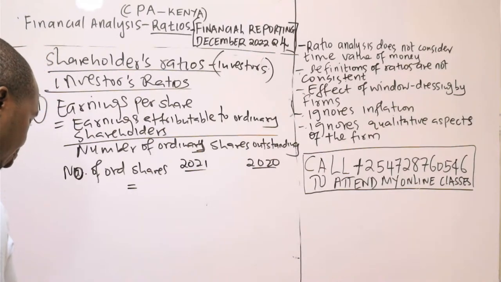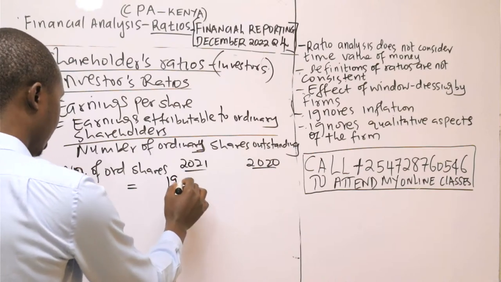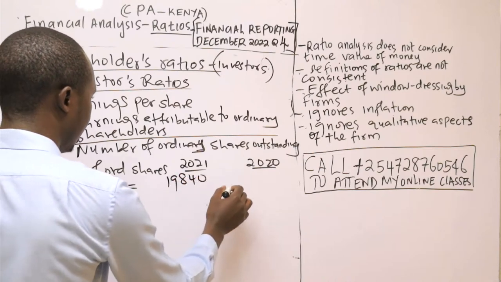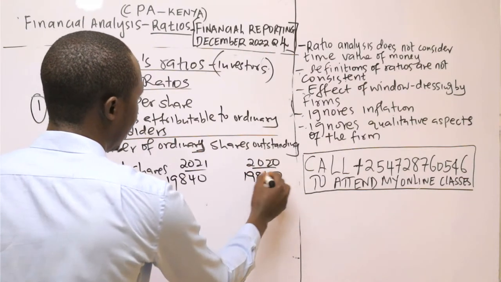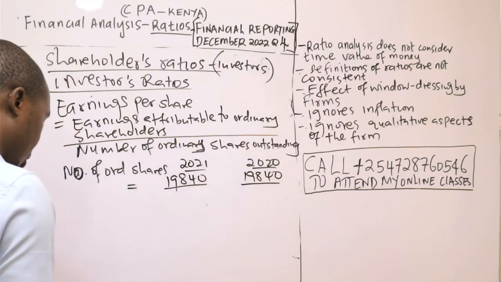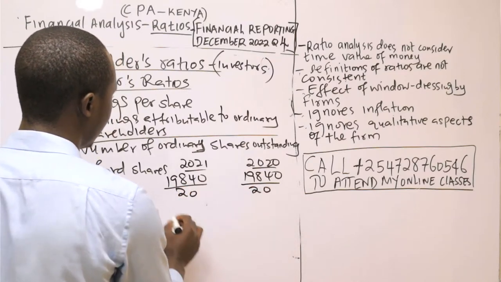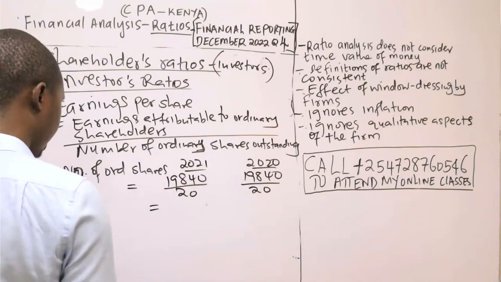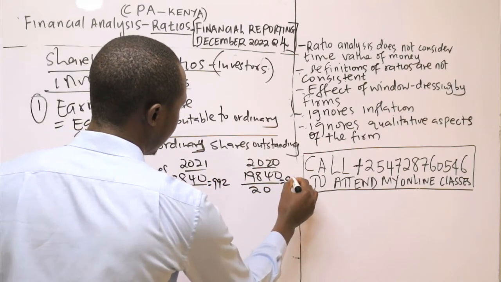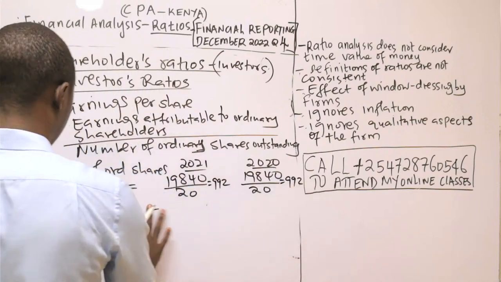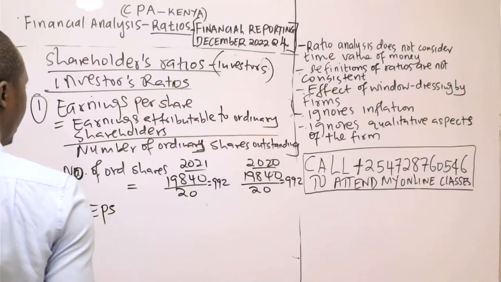So the ordinary share capital in my equation for 2021 is 19,840, and for 2020 it is also 19,840. The price per share, as per the statement of financial position, is 20. So if you divide, here you have 992, and this one is also 992. After that, I can go and get my EPS.